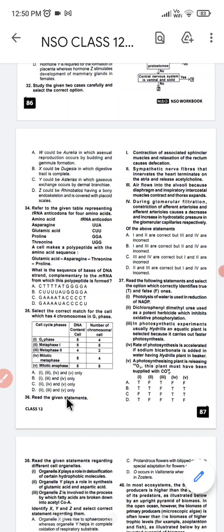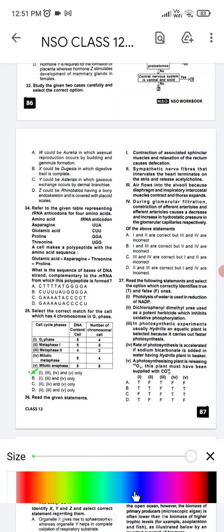See, the correct answer option is A, because the first is G2 phase. After G2 phase we have metaphase 2. After metaphase 2 we have the mitotic metaphase. After mitotic metaphase we have the mitotic anaphase. This is how the whole thing takes place. So the correct answer option is A.